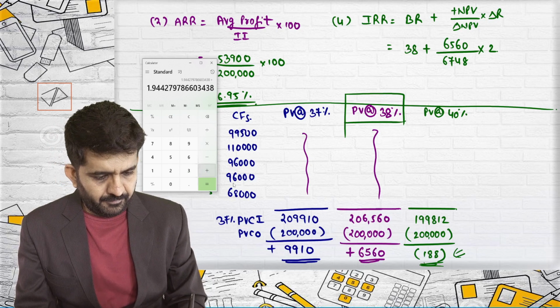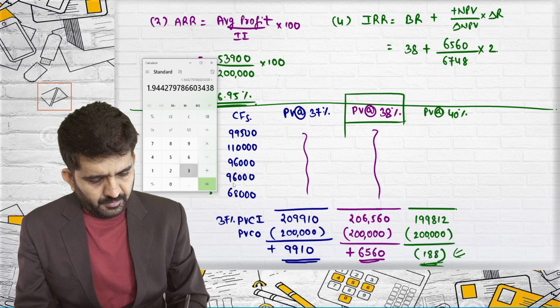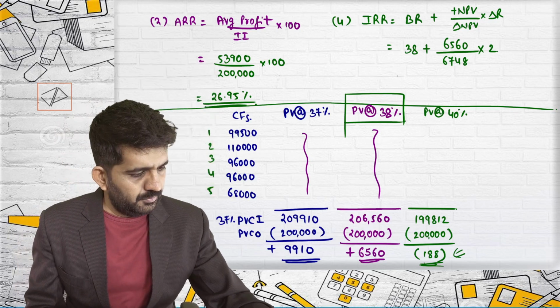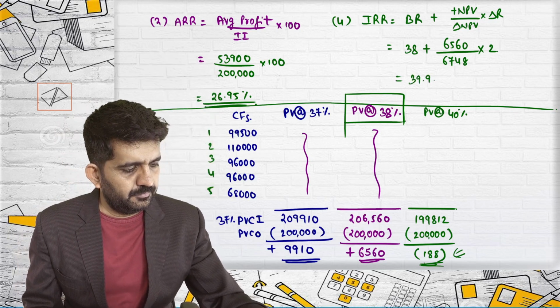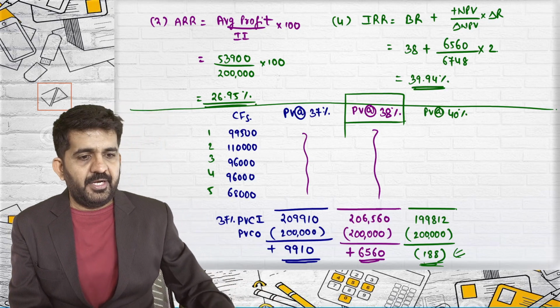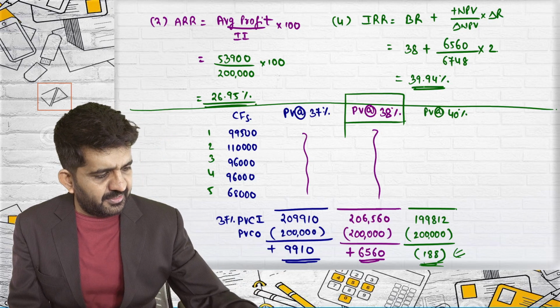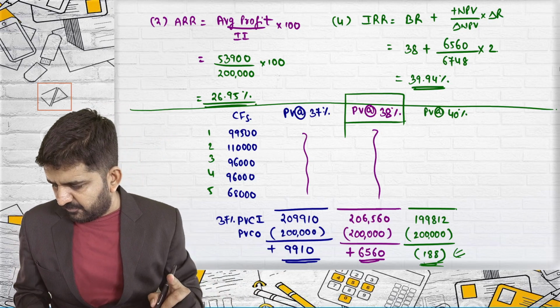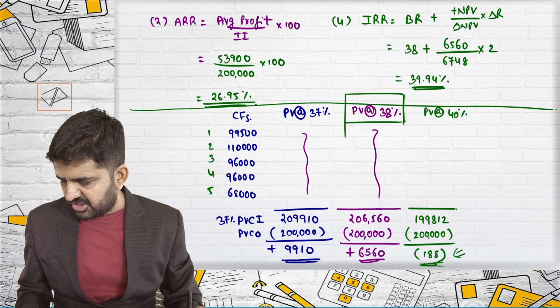Yes, plus 38, 39.94. And what is our IRR? Our IRR is 39.94. Good question. The day before examination, because it covers each and every method.